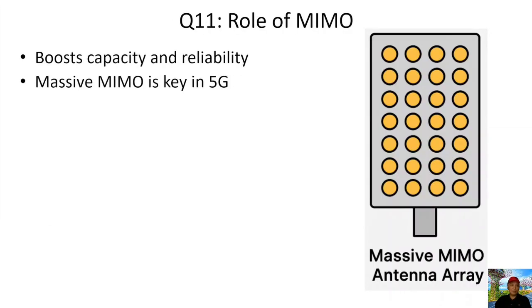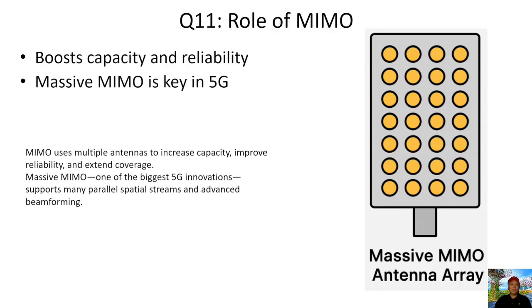Question 11. Role of MIMO. MIMO uses multiple antennas to increase capacity, improve reliability, and extend the coverage. Massive MIMO, one of the biggest 5G innovations, supports many parallel spatial streams and advanced beamforming.